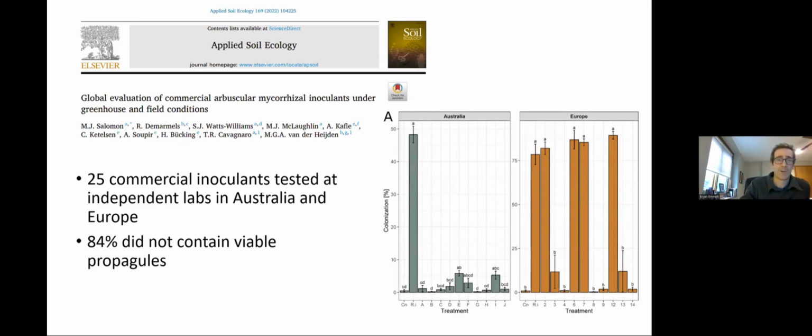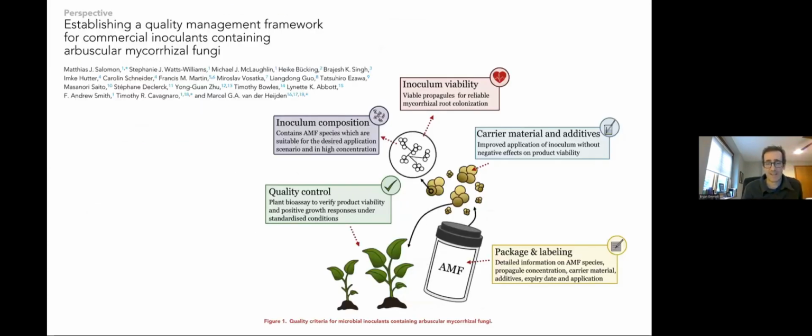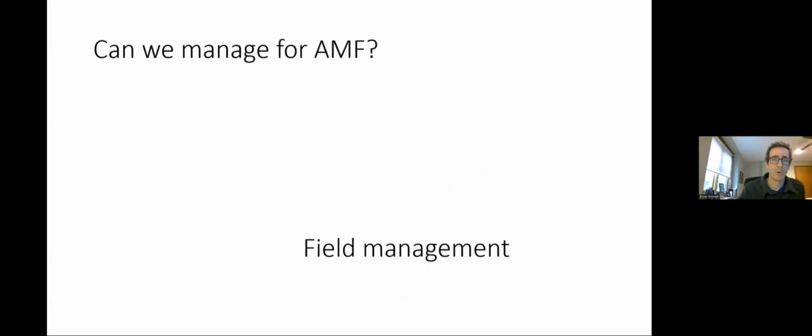And so for an industry interested in mycorrhizal inoculants, and this industry is growing, it's present, it's growing, the authors put forward a framework for thinking of how we can manage the quality of these inoculants in a way that provides a surety that we're getting a viable product and that it's a product that's well matched for the environment. And I think this is going to be really essential if the industry is going to take off. So inoculants are one way of managing for these fungi, but what about field management itself?